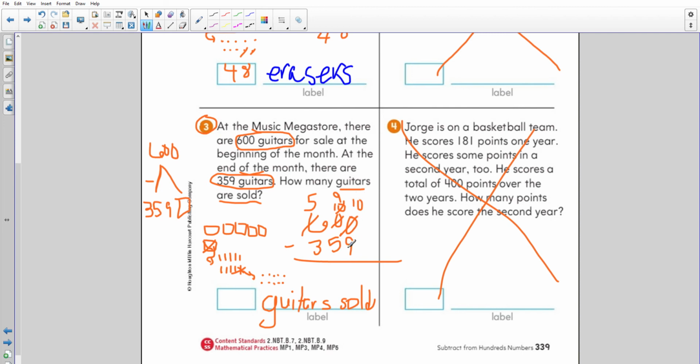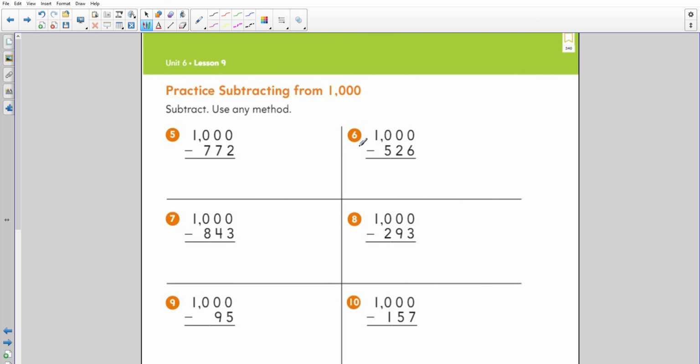I can do my subtraction. 10 minus 9 is 1. 9 minus 5 is 4. And 5 minus 3 is 2. 100, 200, 210, 220, 230, 240, 241. So I have proven with my proof drawing that I have 241 guitars sold. Let's go ahead and go on to page 340.